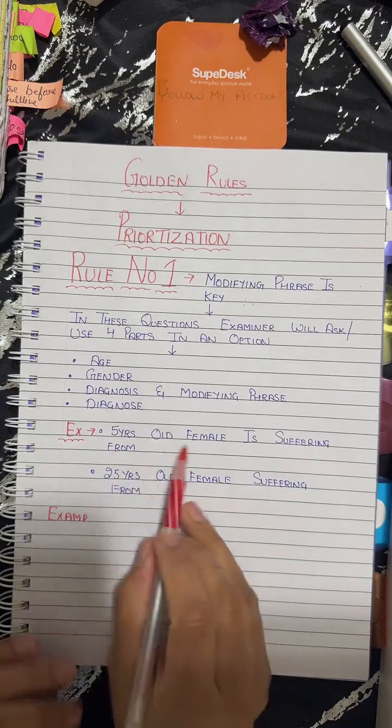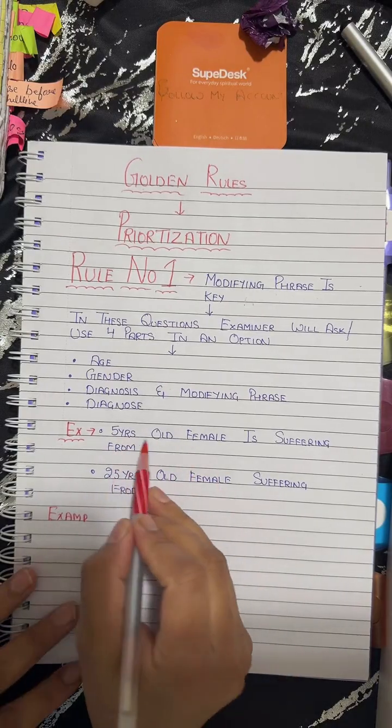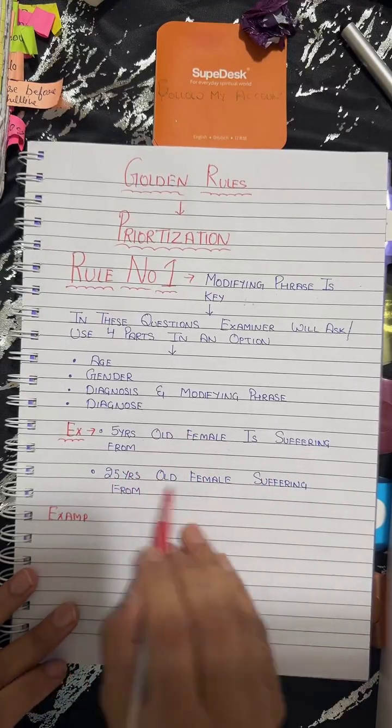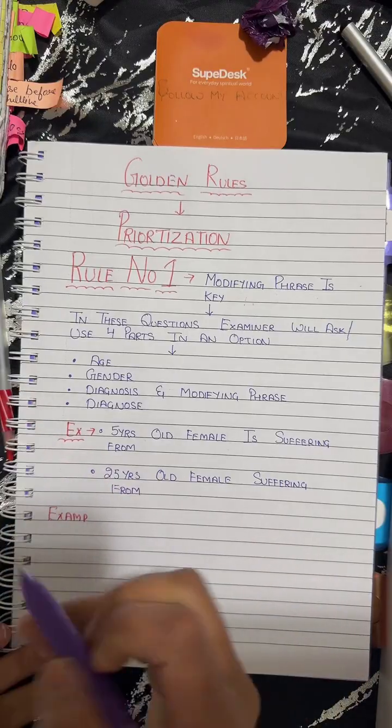So I just gave the example of how the question looks. A 5-year-old female is suffering from dash dash dash. A 25-year-old female suffering from dash dash dash. Okay, so another example.